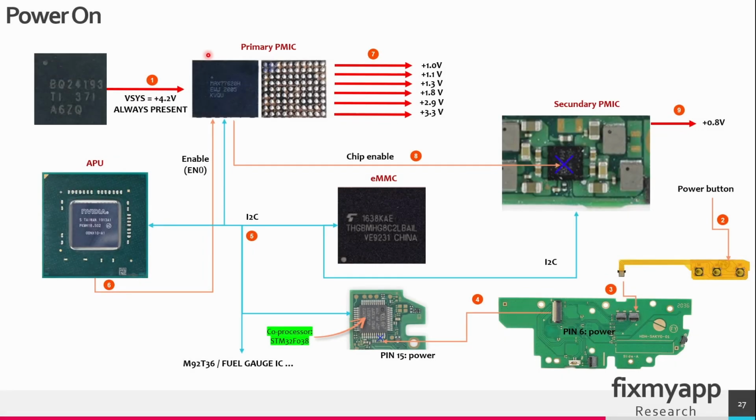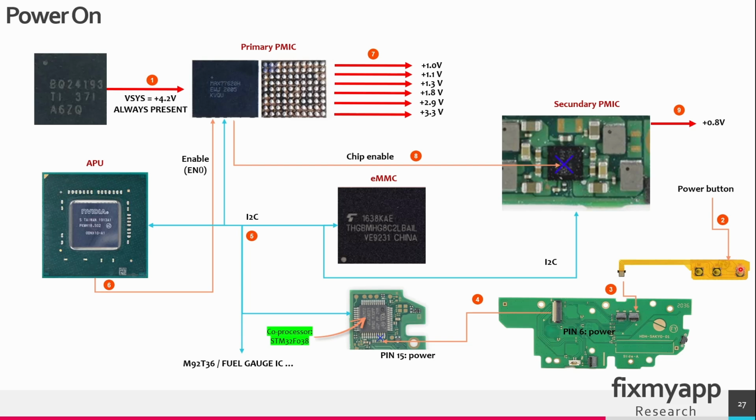What will happen when you press the power button on your Nintendo Switch? So in this case, as an example, I used the Nintendo Switch Lite. First, the charging IC has to deliver the system voltage of 4.2 volt. This will go to the primary power management IC. The power management IC will generate some voltages.